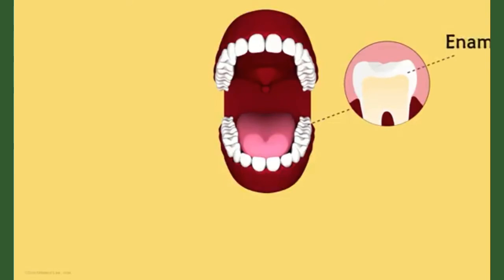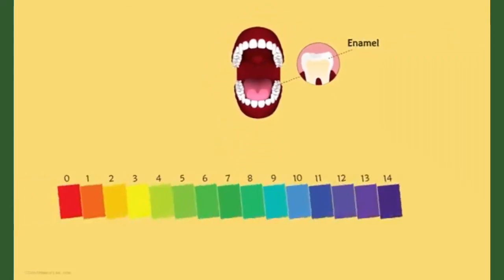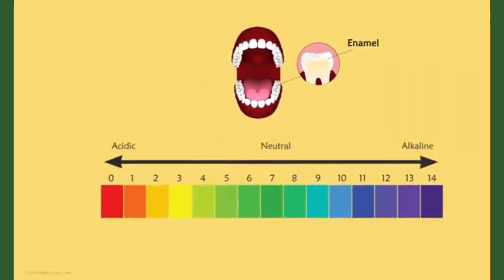Tooth enamel is the hardest substance in our body and does not dissolve in water and mildly acidic solutions. However, it gets corroded slowly when the pH in the mouth falls below 5.5. But how does the pH fall below 5.5?